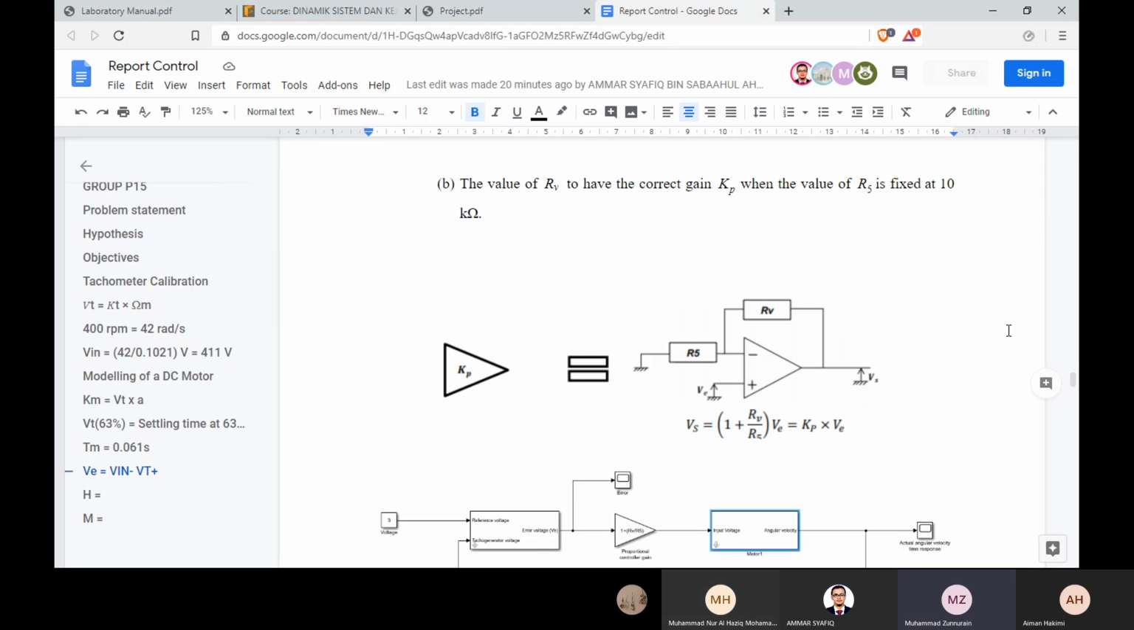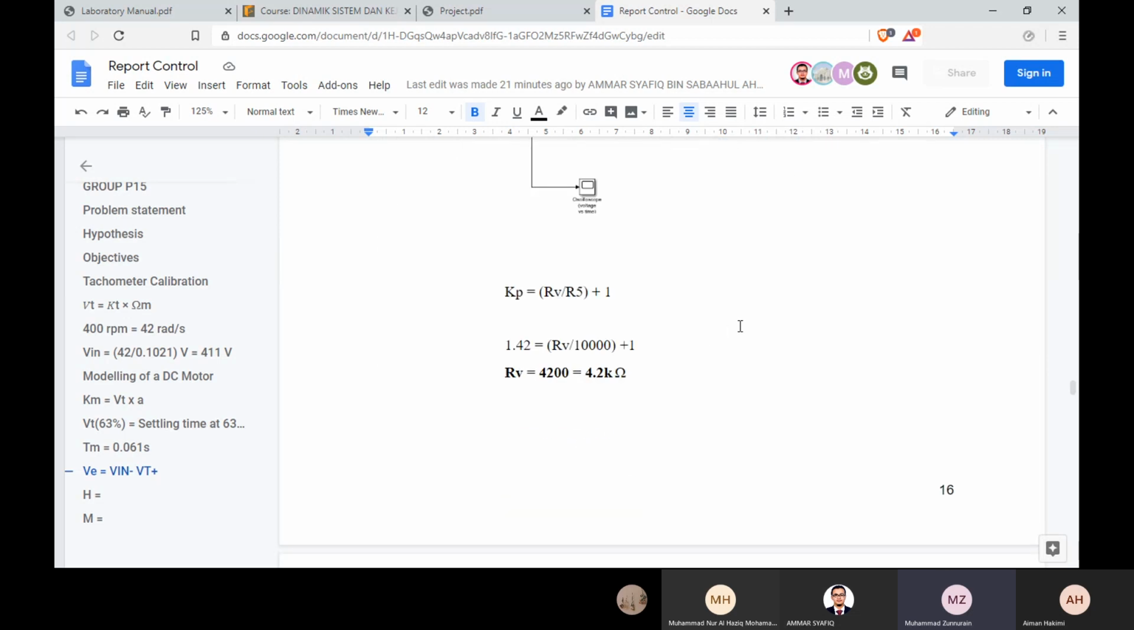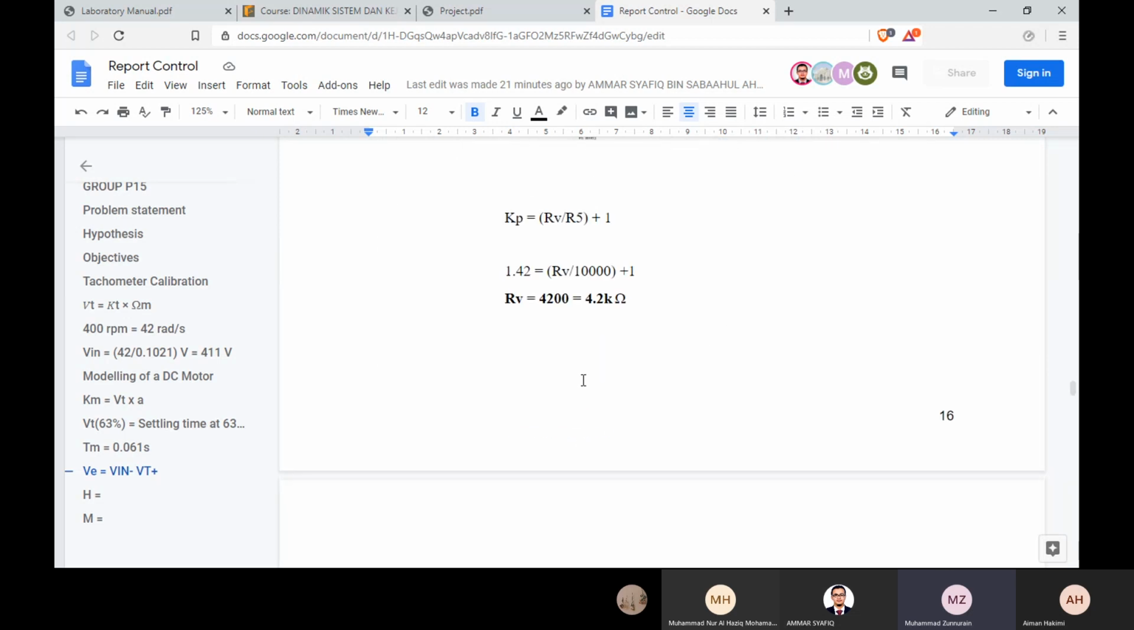In the next section, we need to find the value of Rv to have the correct gain Kp when the value of R5 is fixed at 10 kilo ohm. Vs is equal to 1 plus Rv over R5 times Ve, so Ve is multiplied by Kp, and Kp is equal to 1 plus Rv over R5. We get an Rv value of 4.2 kilo ohm.